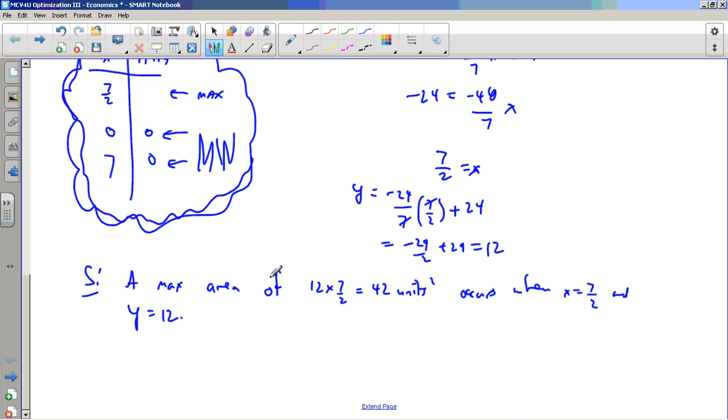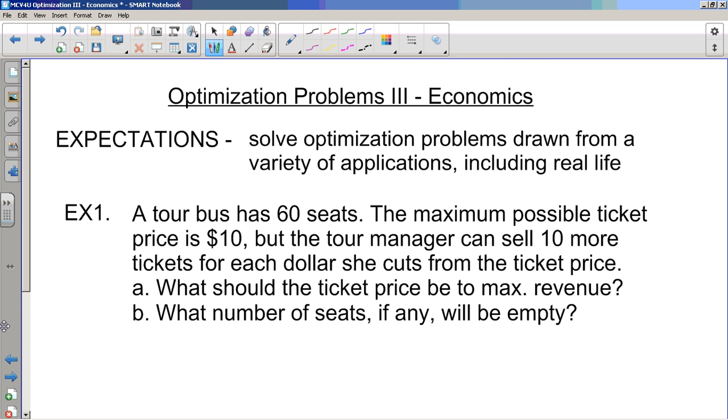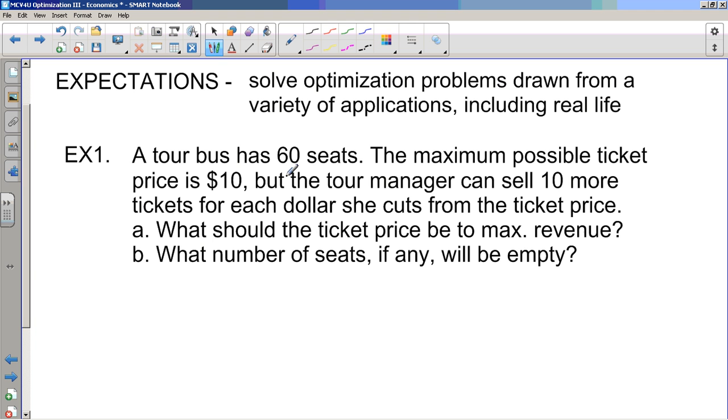All right, great. Let's get into the business stuff, and for some people this will be right up your alley. For anybody who's going into business, you'll recognize these types of questions. Solve optimization problems drawn from a variety of applications, including real life. The tour bus has 60 seats.